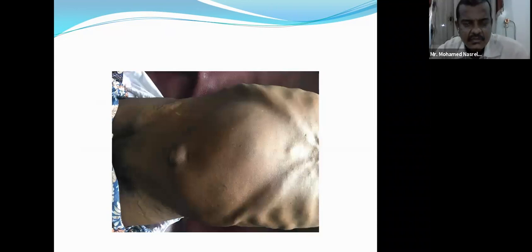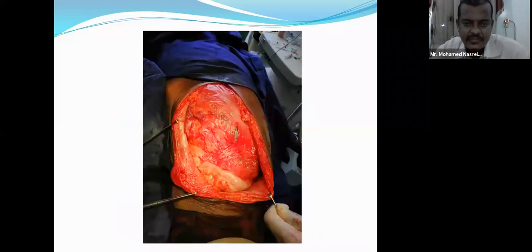This is a photo of the patient. You can notice here the huge mass occupying almost the whole upper abdomen, the gastric area, right upper quadrant, left upper quadrant, and down even to the left iliac fossa. And this is intraoperatively. You can notice here the small bowel is pushed here to the right iliac fossa.